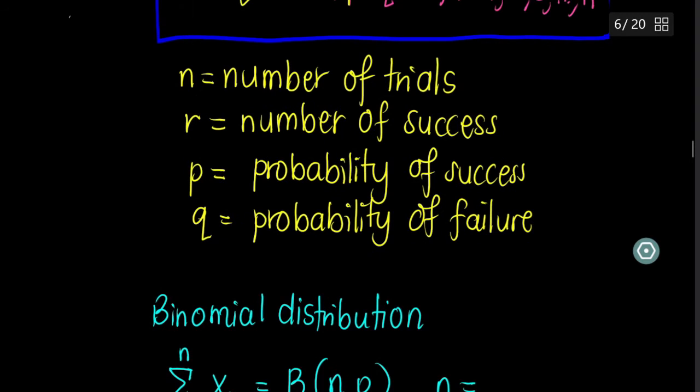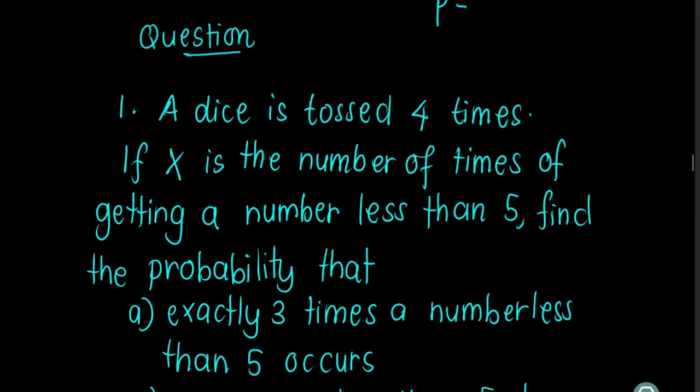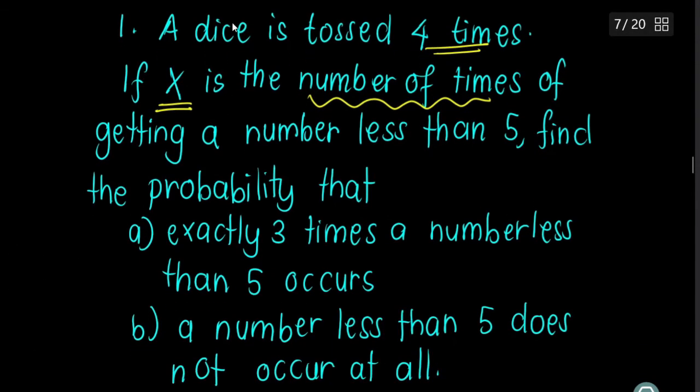Now teacher is going to go into a question on how to apply. Let's look at this question. A dice is tossed 4 times, so they throw the dice 4 times. If X, this is very important for us, you must know what your X is. If X is the number of times getting a number less than 5, find the probability that exactly 3 times the number less than 5 happens.